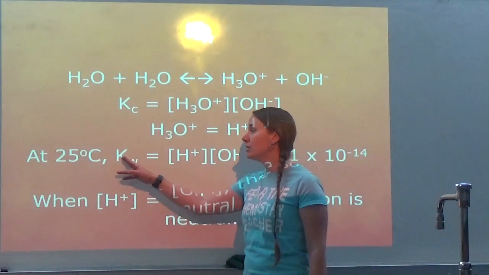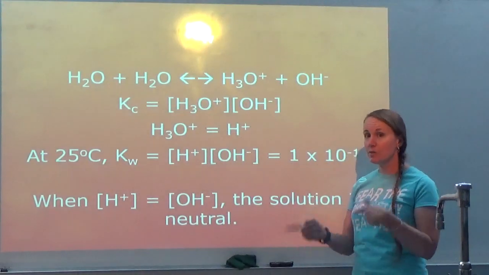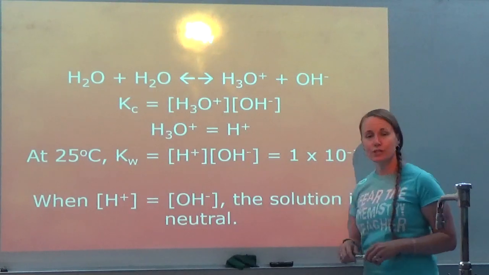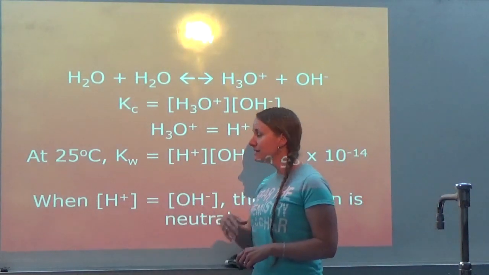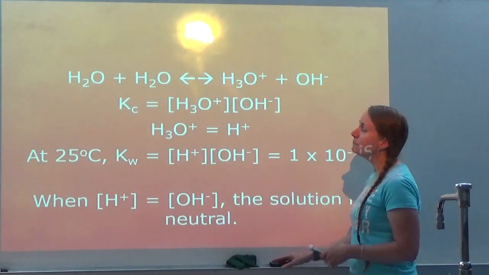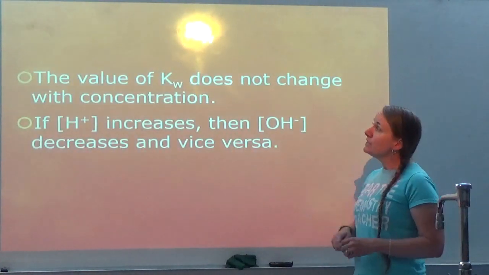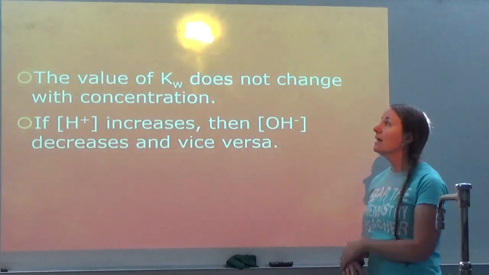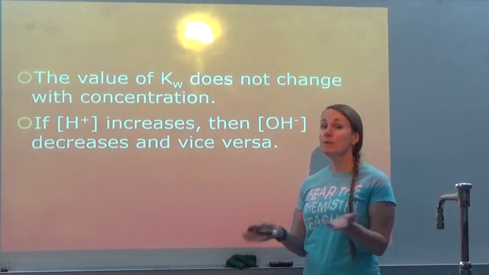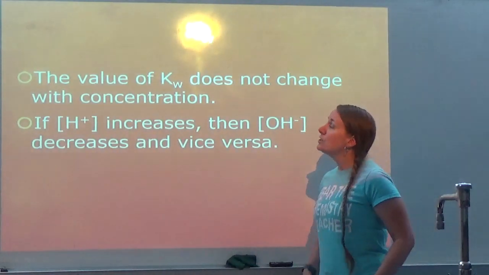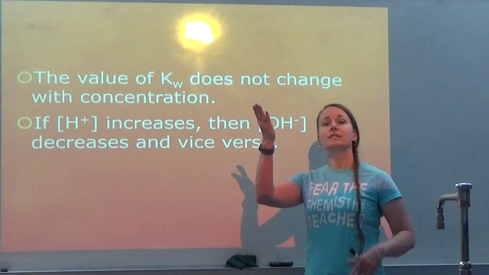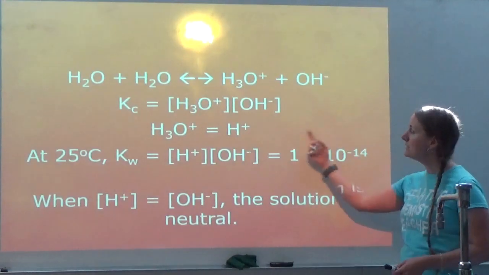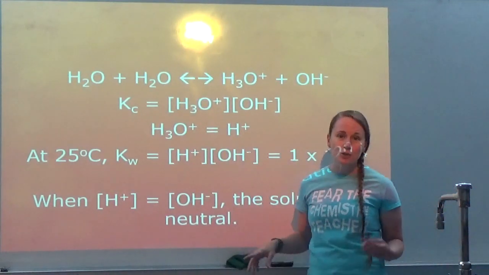So if you change temperature, your K value will change. Remember, Ks are based on temperature. So if H plus equals the OH minus, then the solution is neutral. If you have more H plus, it's acidic. If you have more OH minus, it is basic. The value of Kw does not change with concentration. So if I change how much H plus or OH minus, that doesn't change the value of Kw. Temperature can change the value of a K. So in other words, if H plus increases, then OH minus must decrease, and vice versa, because when you multiply them, they have to equal 1 times 10 to the negative 14 at 25 degrees Celsius.